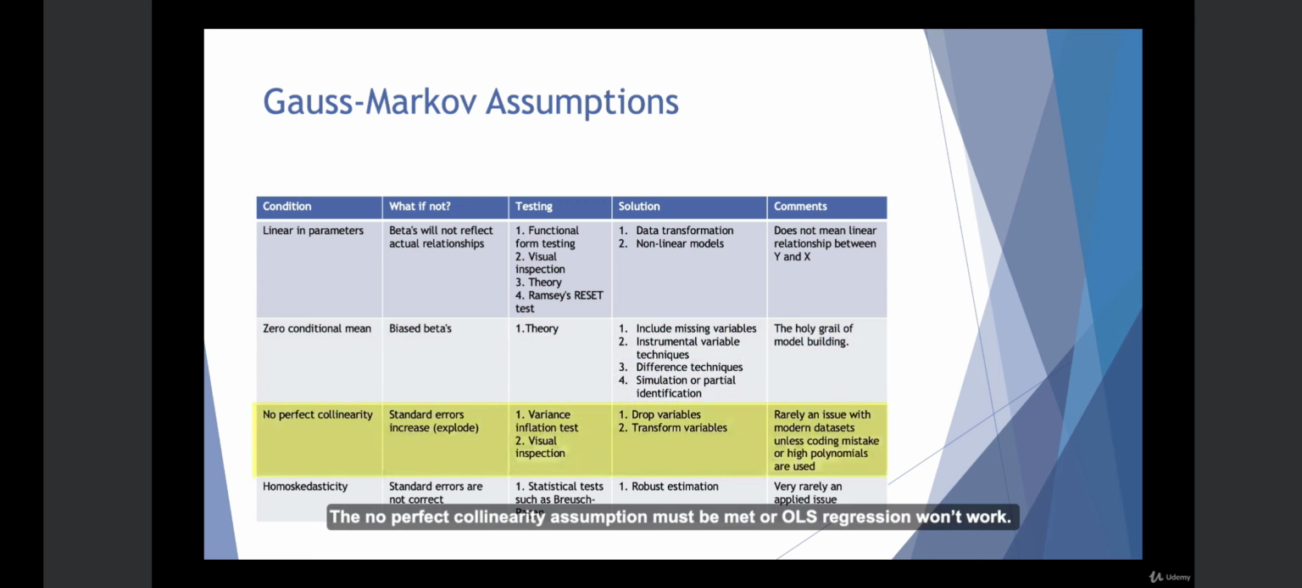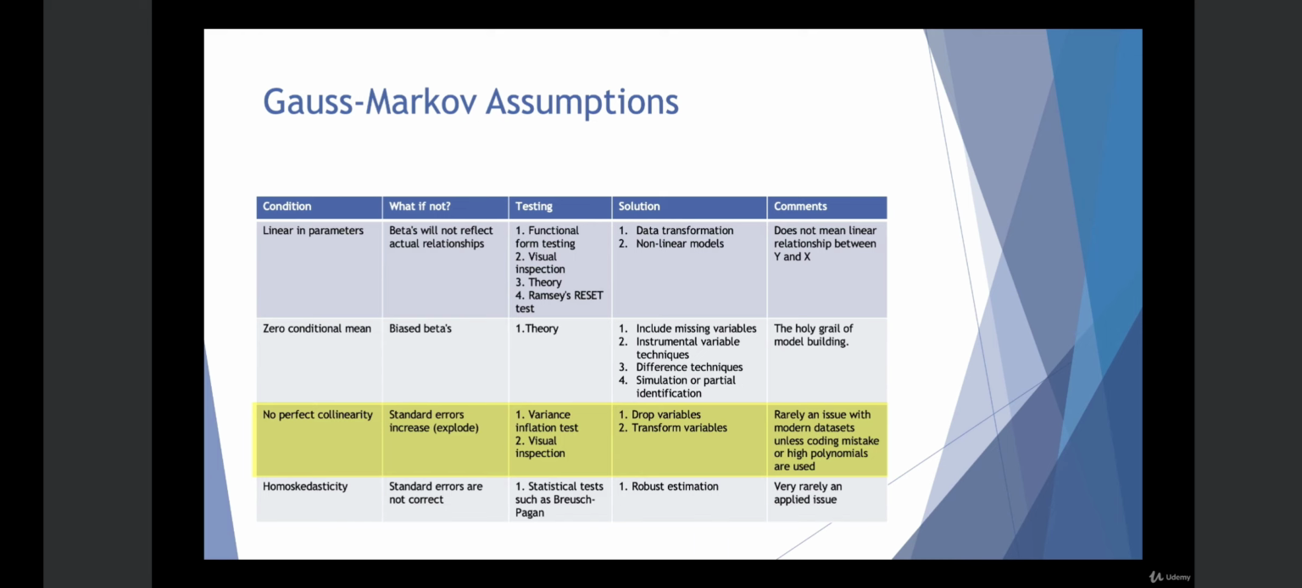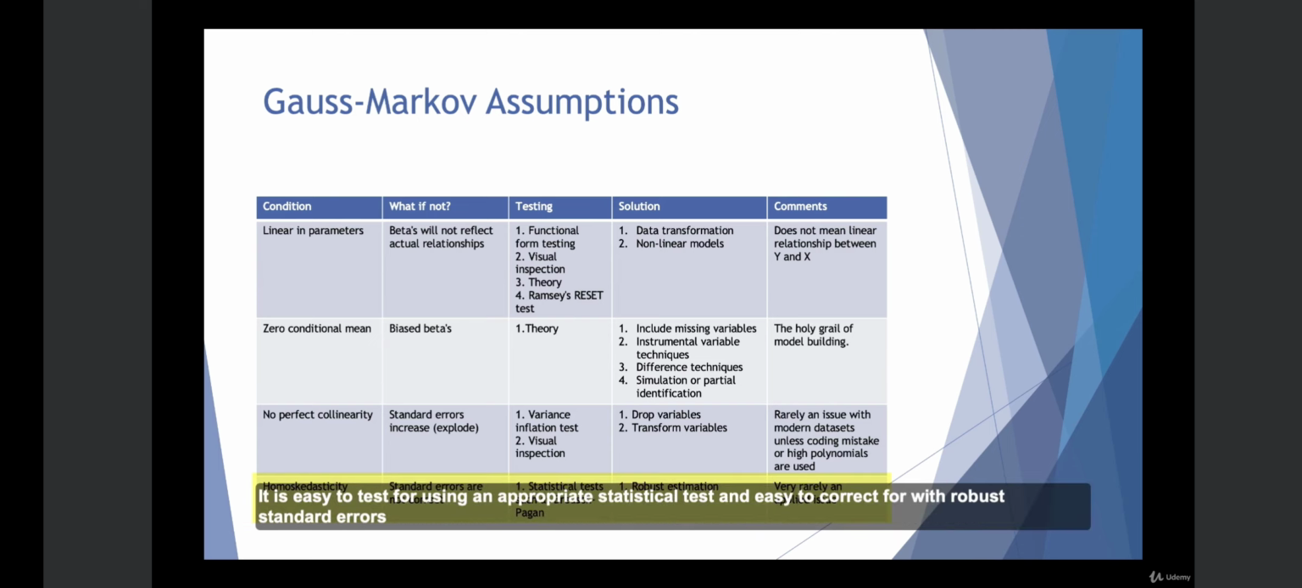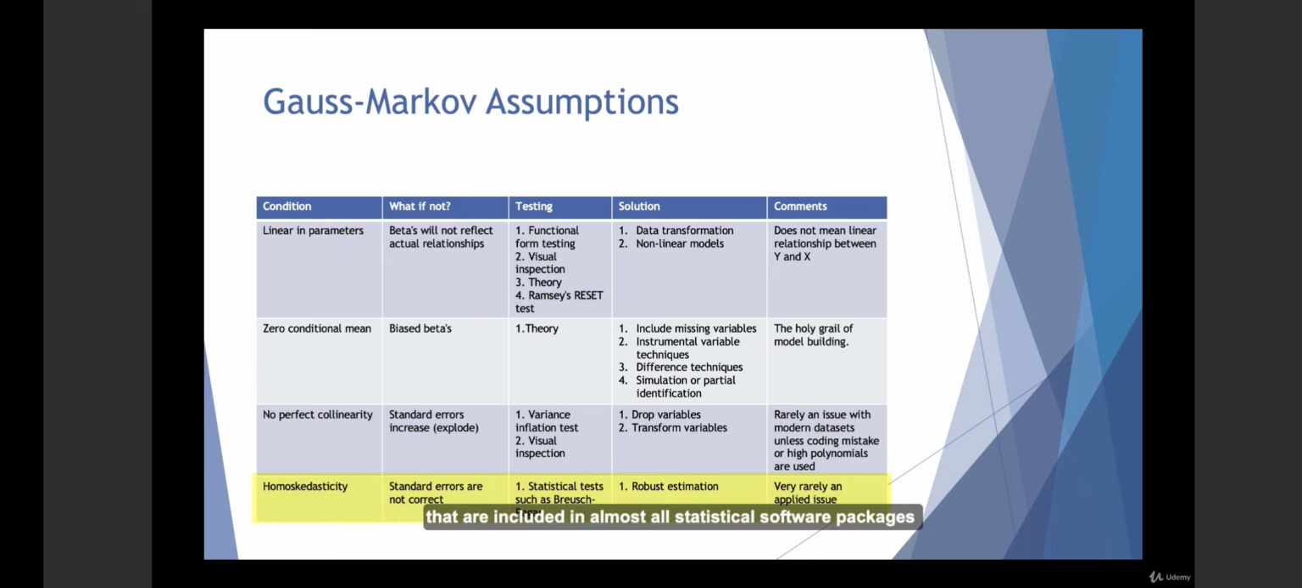The no perfect collinearity assumption must be met or ordinary least squares regression won't work. However, weaker collinearity between variables will result in increased standard errors. Fortunately, standard errors only explode near extreme correlations, and this can be tested for and corrected by either dropping variables or transforming them. Violation of the homoscedasticity assumption leads to incorrect standard errors. It is easy to test for using an appropriate statistical test and easy to correct for with robust standard errors that are included in almost all statistical software packages.